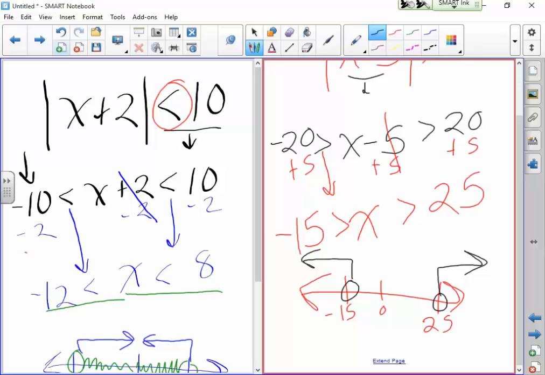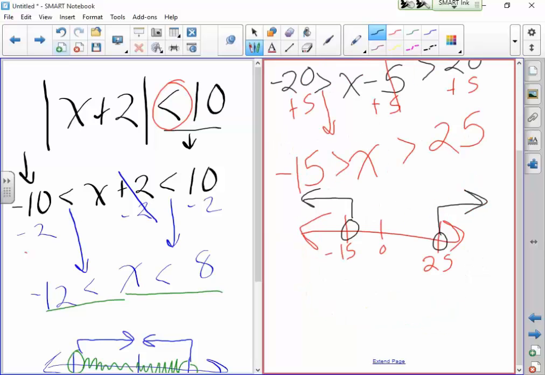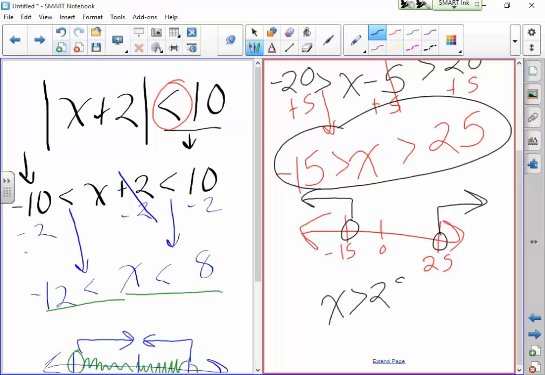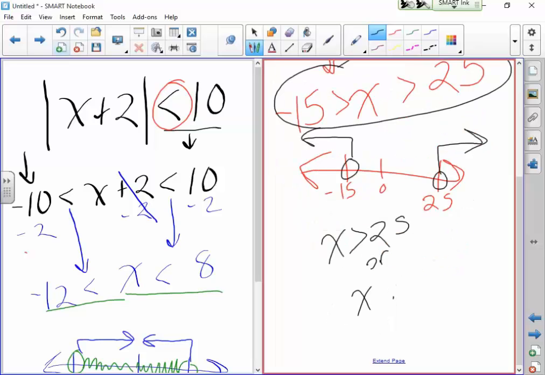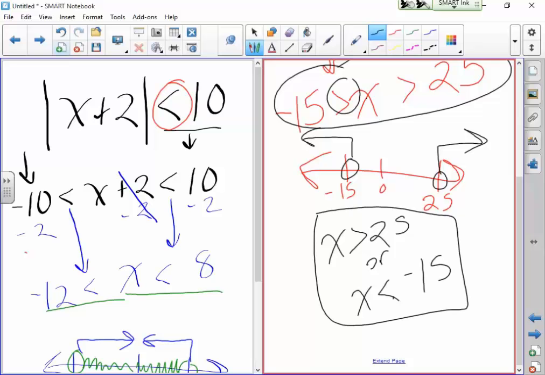And what statement do we have here? We have an or statement. So we could have rewritten this, and I'm not making you do this, as x is greater than 25 or x is less than negative 15. So it can be written this way, or the way that we had up here.